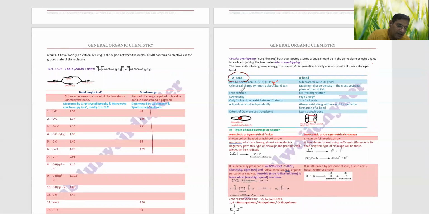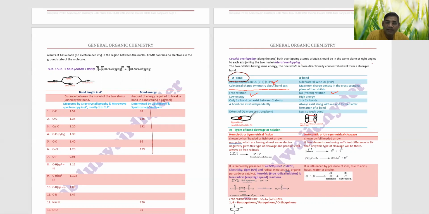Sigma bond is always cylindrical, and charge symmetry about the bond axis will be there. Here, there is maximum charge density in the cross-sectional plane of the orbitals. In sigma bond, free rotation is possible, while since pi bond is directional, free rotation will not be possible. Frozen rotation will be there. And pi bond will have high energy. Only one sigma bond can exist between two atoms. Sigma bond can exist independently of pi, but pi bond always needs a sigma bond. If a single bond is there, then only a pi bond can be added. So a pi bond alone, in the absence of a sigma bond, can't be possible.